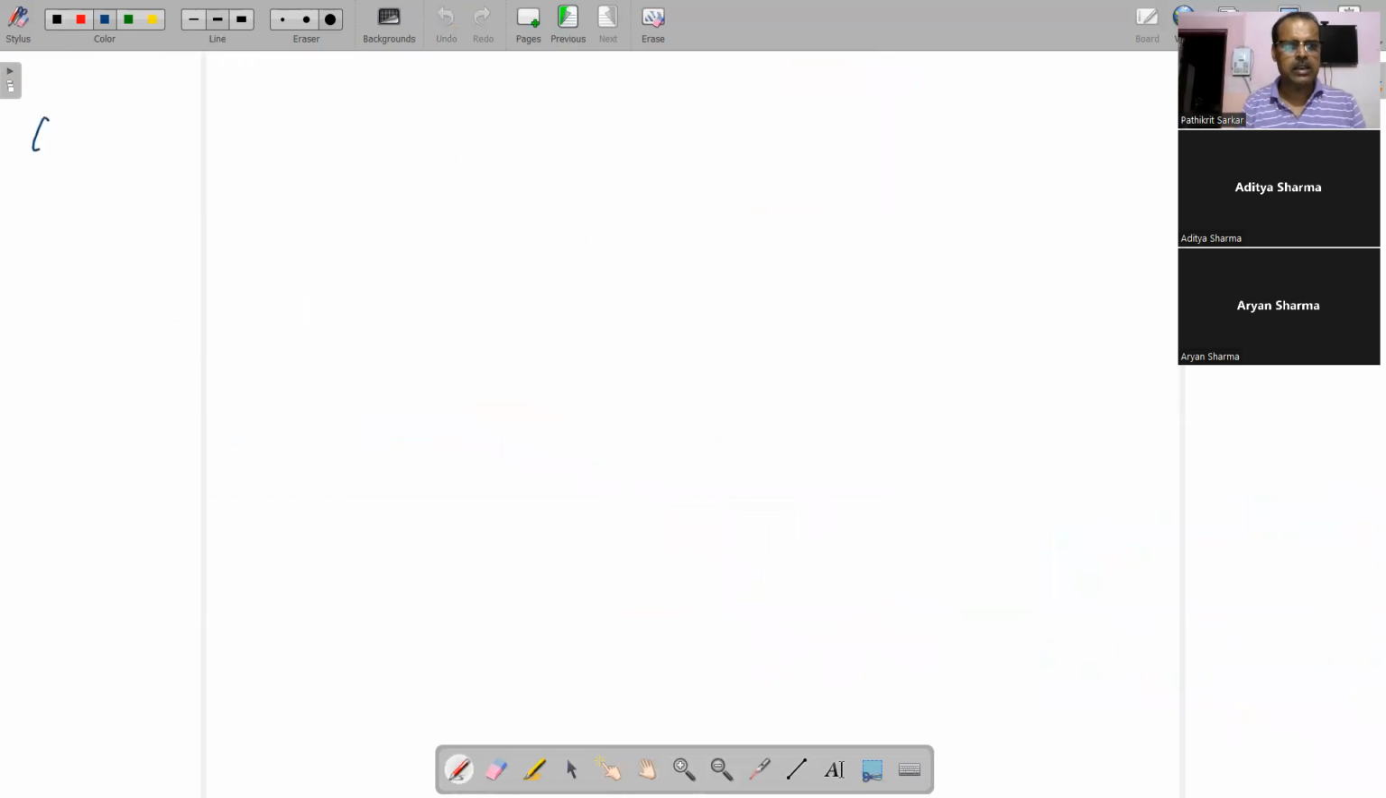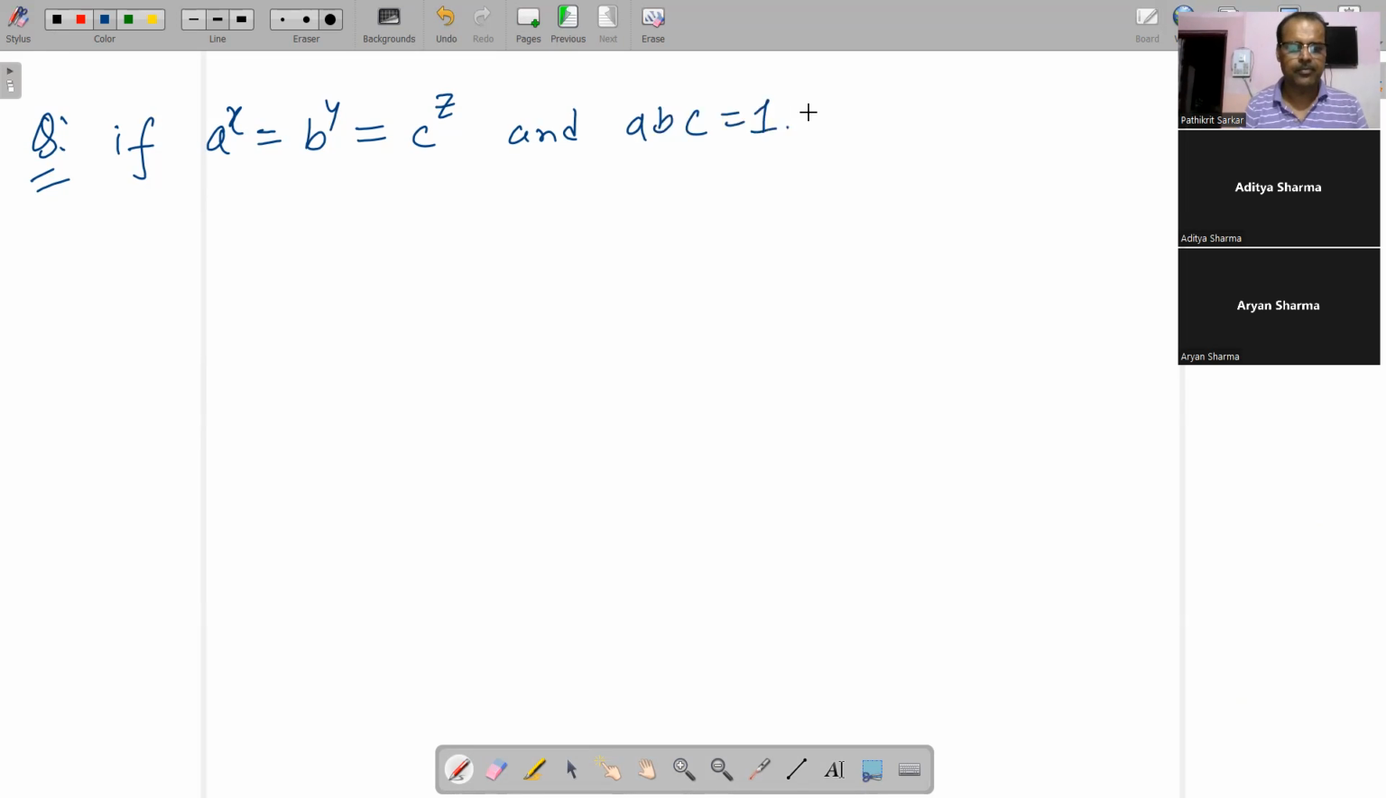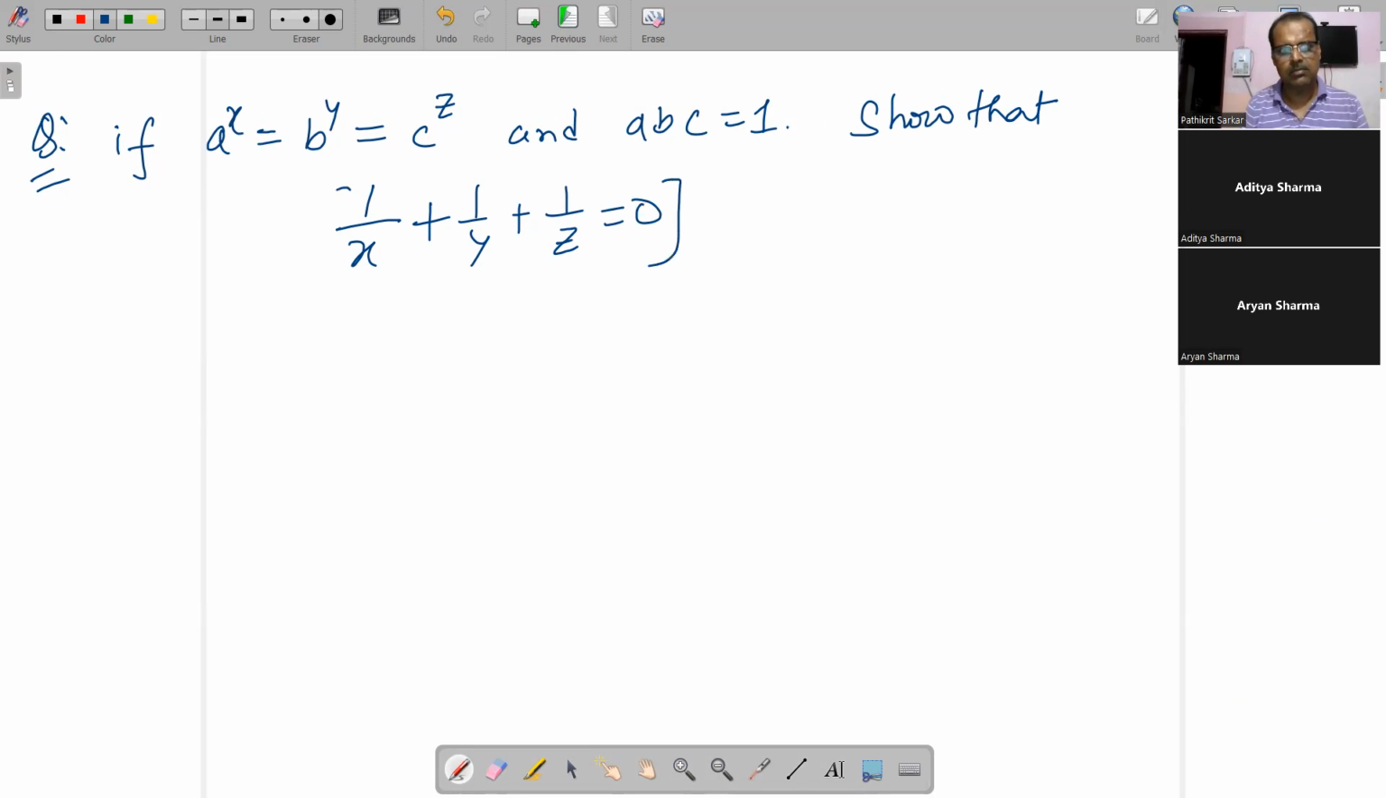अभी देखो इस तरीके का एक प्रॉब्लम दिया गया। Suppose it is given, if a to the power x is equal to b to the power y is equal to c to the power z, and it is given abc is equal to 1. Show that, they have mentioned, show that 1/x plus 1/y plus 1/z is equal to 0. That you have to show.